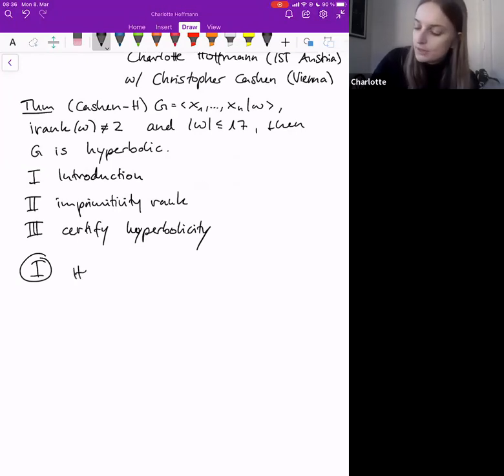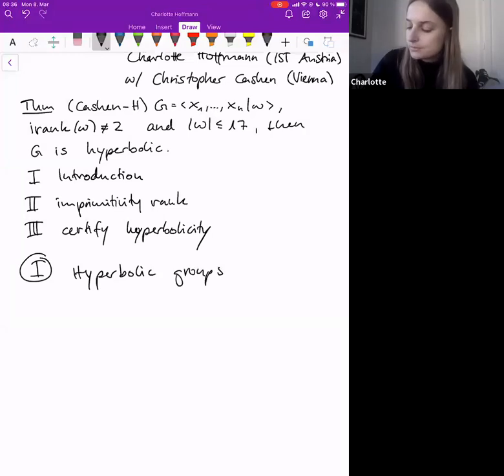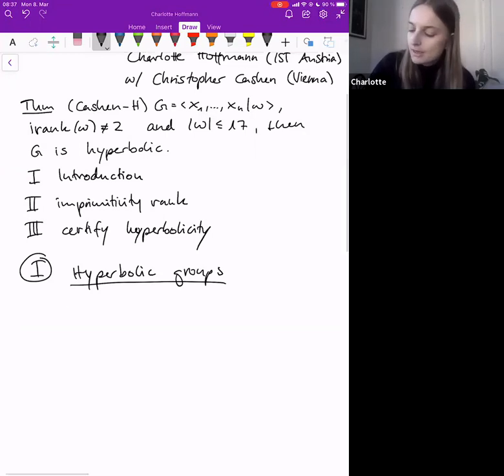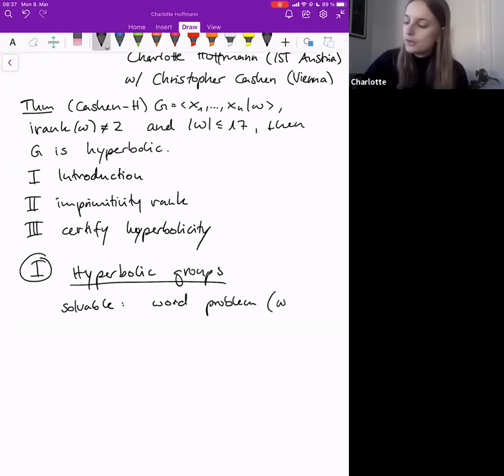Okay, so let's start with the introduction. We are interested in hyperbolic groups. And first, I want to give some motivation. So why are hyperbolic groups interesting? Well, this is because they have a lot of interesting properties. For example, you can solve problems that are in general undecidable. One example for this is the word problem. So given any word W, does this represent a trivial element in the group? This is solvable in hyperbolic groups, for example.